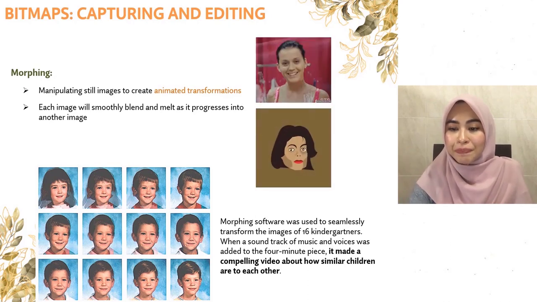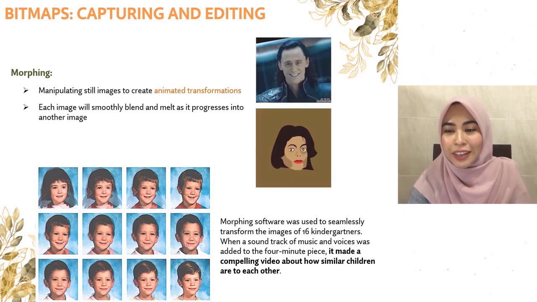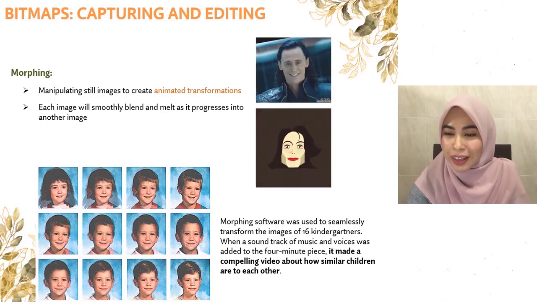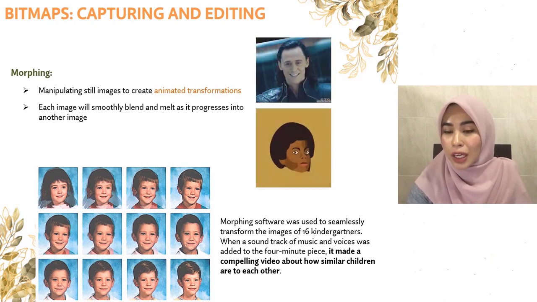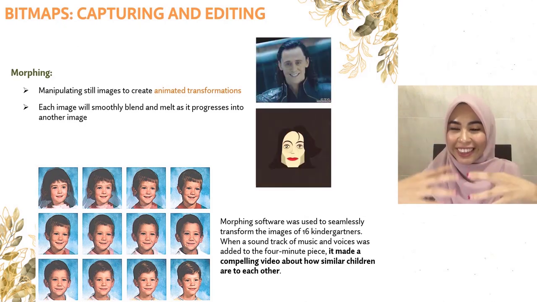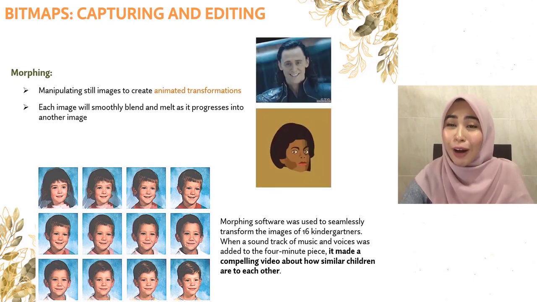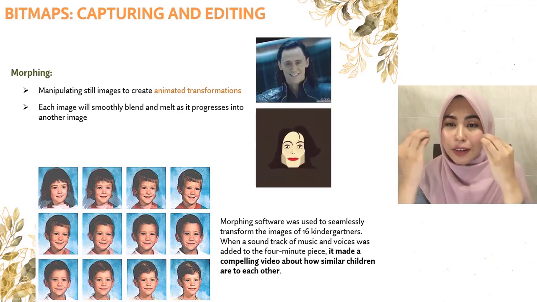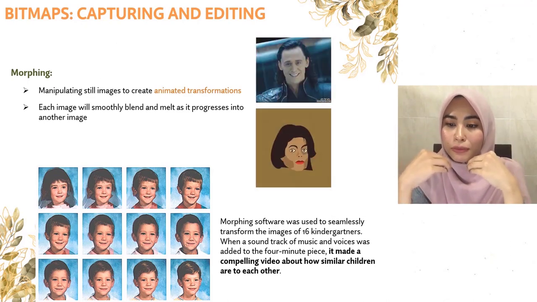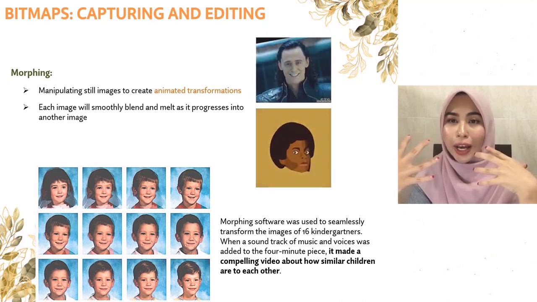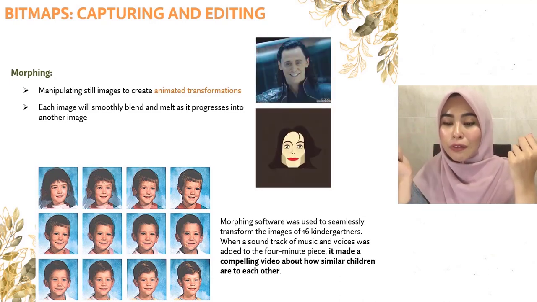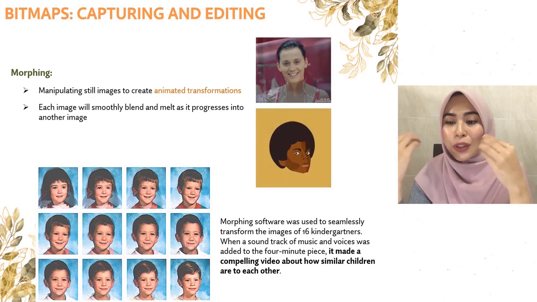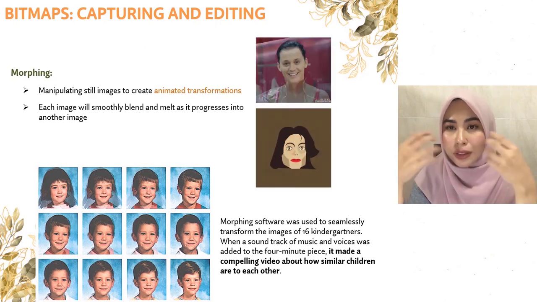So if you take a look here, this is a picture of Katy Perry and Tom Hiddleston. It uses morphing. It shows that by morphing from one image to another, you can kind of see that Katy Perry somehow looks a bit like Tom Hiddleston, right? So it will point out the different features that the image has. So this nose will reflect onto the other person's nose. So when they morph, it will somehow melt into the other image very seamlessly.